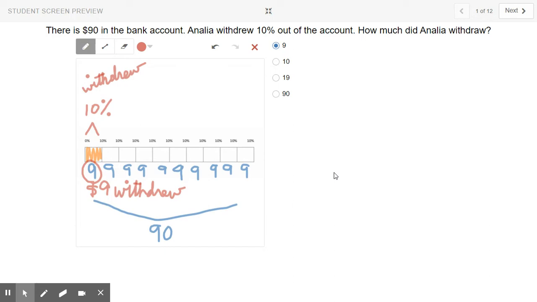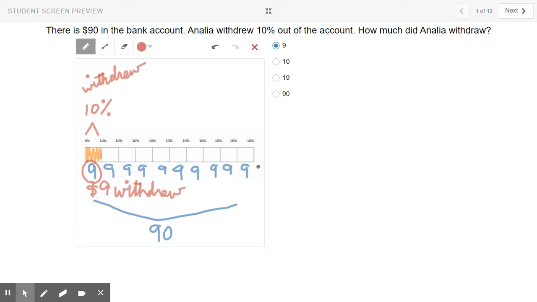There is $90 in the bank account. Analia withdrew 10% of the account. How much did Analia withdraw? So in the percent model, since the whole bank account is $90, the whole rectangle equals 90. The rectangle has 10 squares inside, because if I were to shade the whole thing, that would equal 100%.